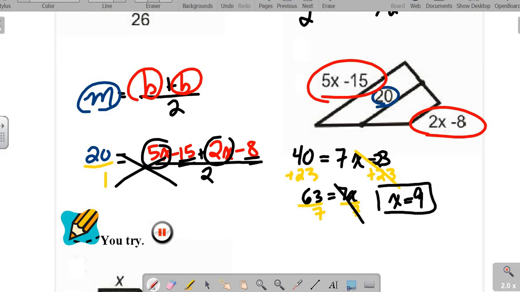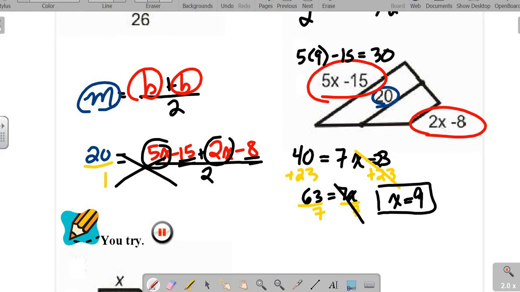Don't get all happy when you solve for x. There's a super easy way to check this to make sure you're never wrong. So 5 times 9 minus 15. That's 45 minus 15, that's 30.